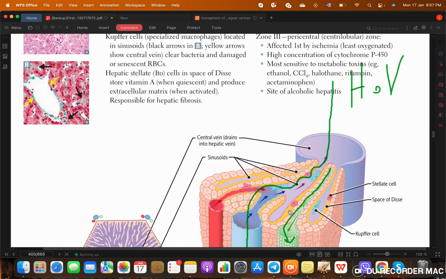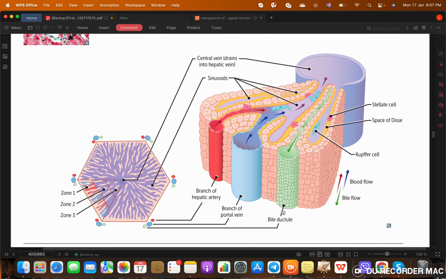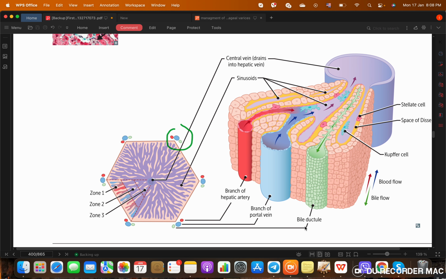So, the next thing is the hepatic artery. The hepatic artery delivers the blood into the liver, yes? And it goes also through this hepatic triad. So, the hepatic triad is like this. Okay? So it has this portal vein, bile ductules, and hepatic artery.